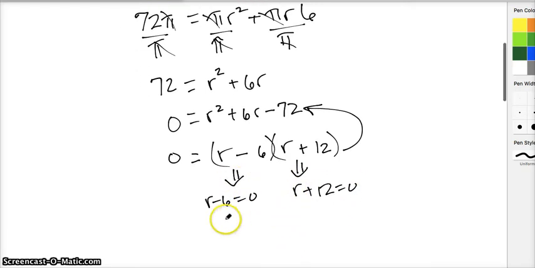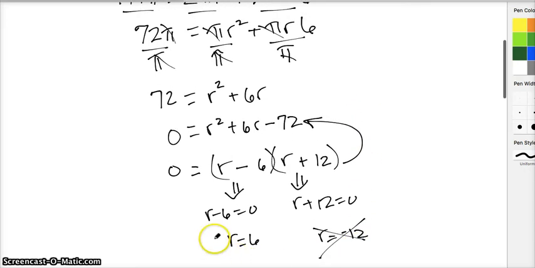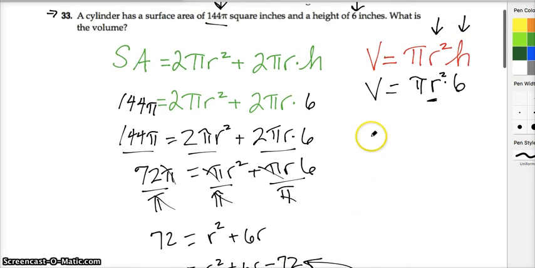Fortunately, since we're dealing with real life, we really only want the positive answer. And so r could equal a positive 6 or a negative 12. We will reject the negative 12 and we will use r equals 6. So now V is equal to pi times 6 squared times 6. 6 to the third power is what we get. The volume is going to be 216 pi.